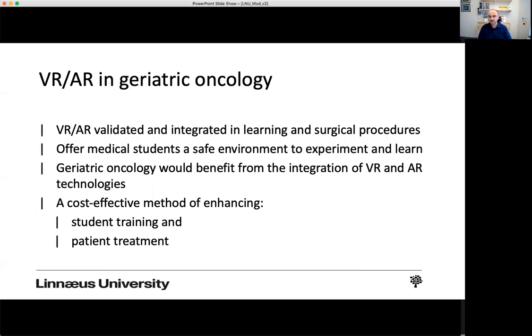Geriatric oncology would benefit from the integration of VR and AR technologies, because it's a cost-effective method that enhances student training, but could also greatly enhance patient treatment. So with that, this is a very brief overview of the potential of this technology and how it can be used within the field of geriatric oncology.